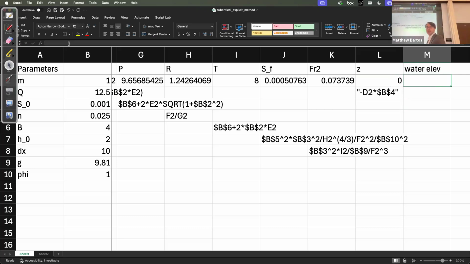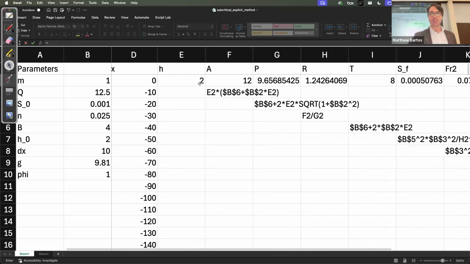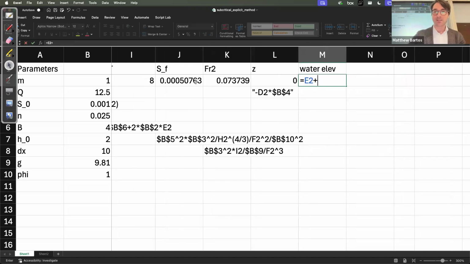And water surface elevation. How can we compute the water surface elevation from the cells that we have? In general, what would it be though? H plus Z. So this will be H, that's cell E2, plus Z, that's cell L2.